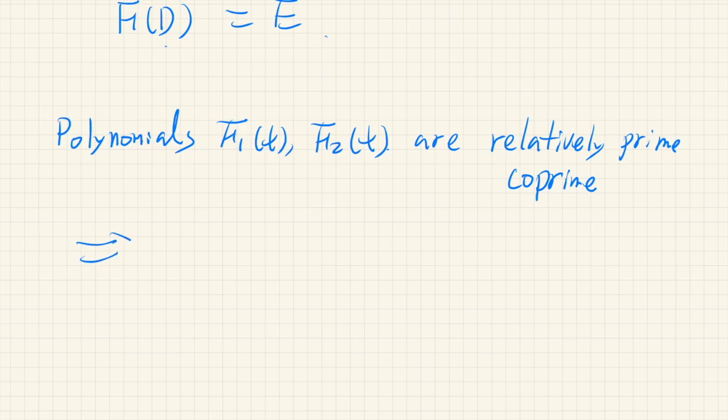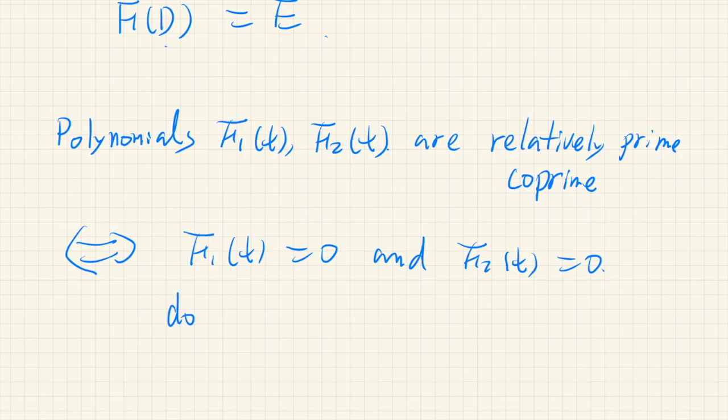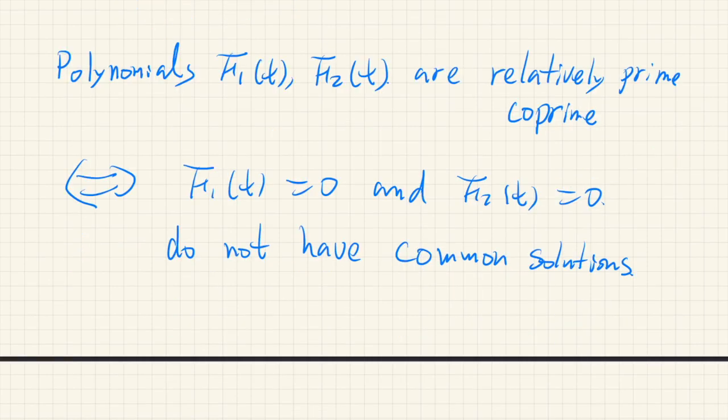if f1 of t equal to 0 and f2 of t equal to 0 do not share any solutions, do not have common solutions. Well, it's not just real number solutions, but complex solutions. As we will see later, any polynomial equation is guaranteed to have complex solutions. They always have complex solutions.